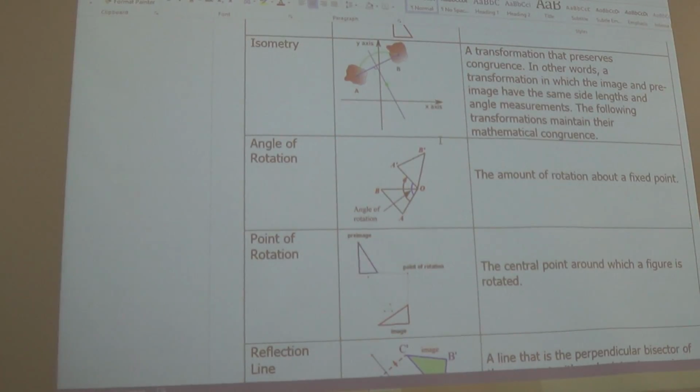All right, so the point of rotation is the central point around which a figure is rotated. So the point of rotation is what we're rotating around. Okay, that's the point of rotation.